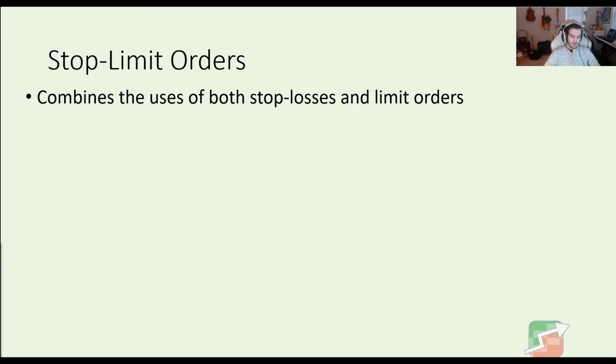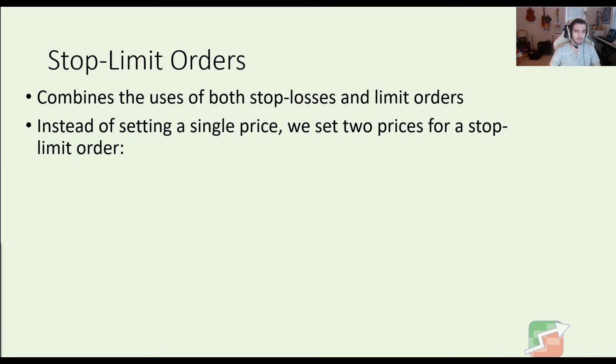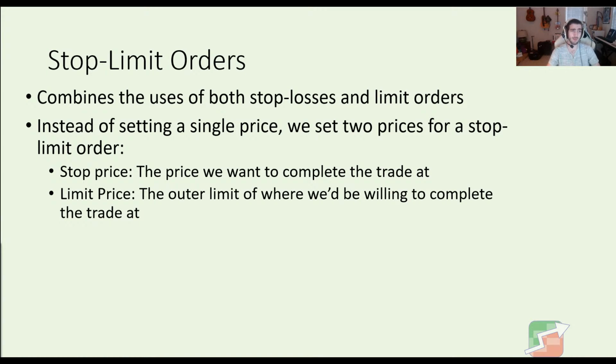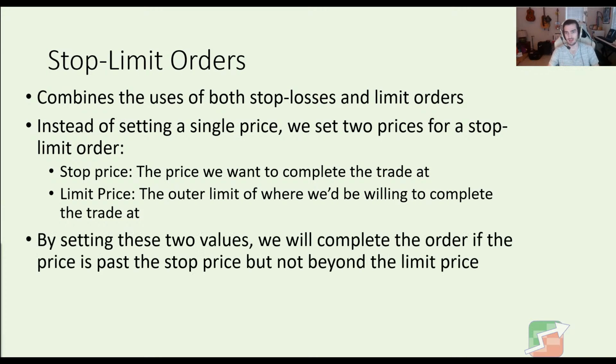So, stop limit order. This is the best of both worlds, where it brings in the benefits of stop orders and limit orders. But now we need to set two things. We set the stop price, which is the price that we want to complete our trade at. That is our ideal price. And then we set our limit price. What is the most that we're willing to go? Now, by setting these two, we will complete the order if the price goes past the stop price, but not beyond the limit price. So now we've set a range.